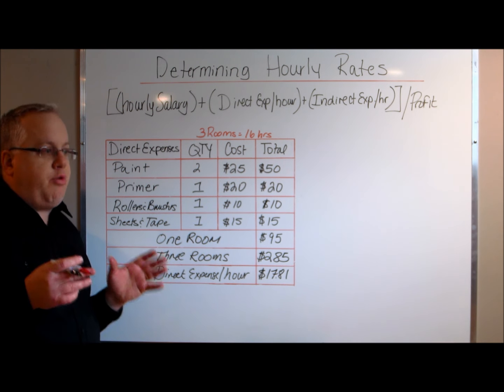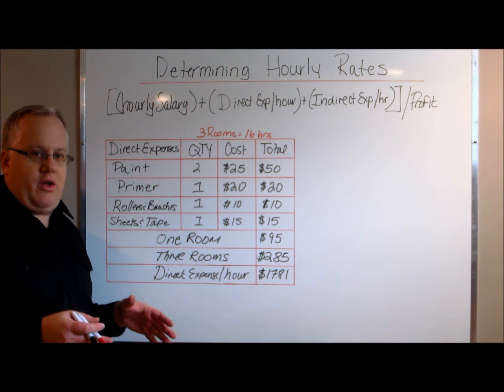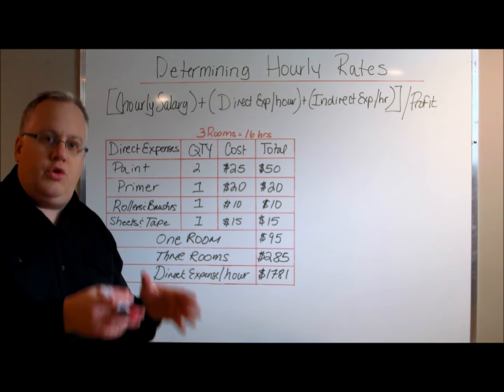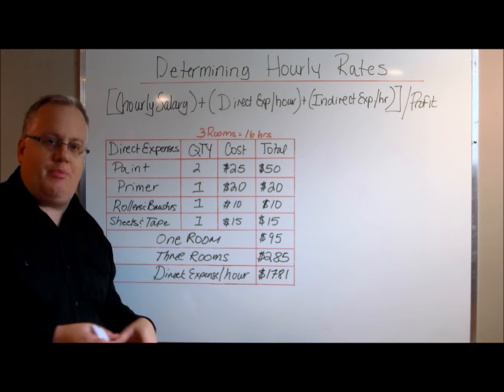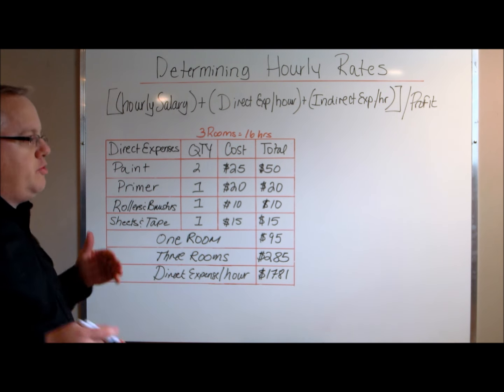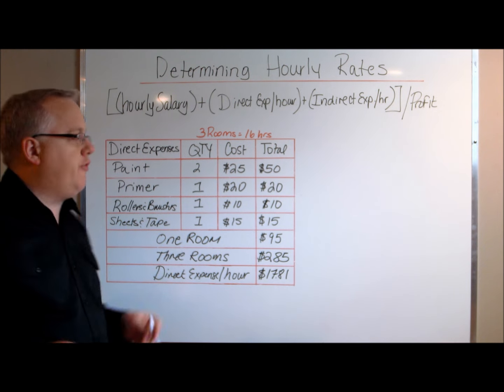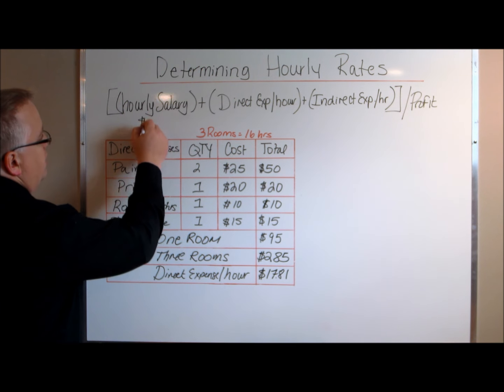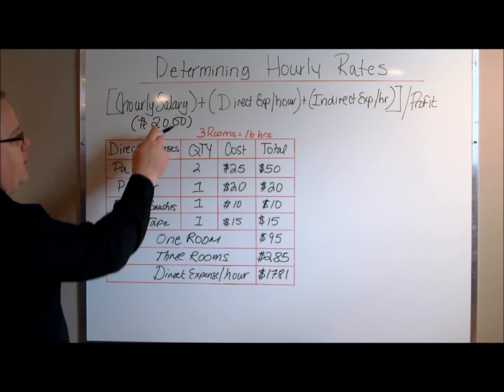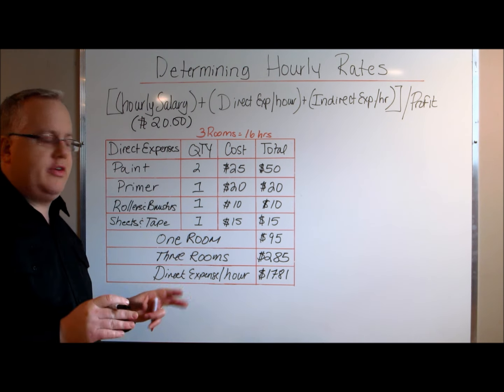Now this is probably the simplest part of the entire equation, because you know what you should be paid per hour. You've worked at other companies or you've worked for other people in the past, so you know what that is. So in our example, the individual is making $18 an hour. He's going to give himself a raise, and he's going to say, I'm going to make $20 an hour. So right away, we've finished the first portion of the equation. $20 an hour, that's what he's going to make.